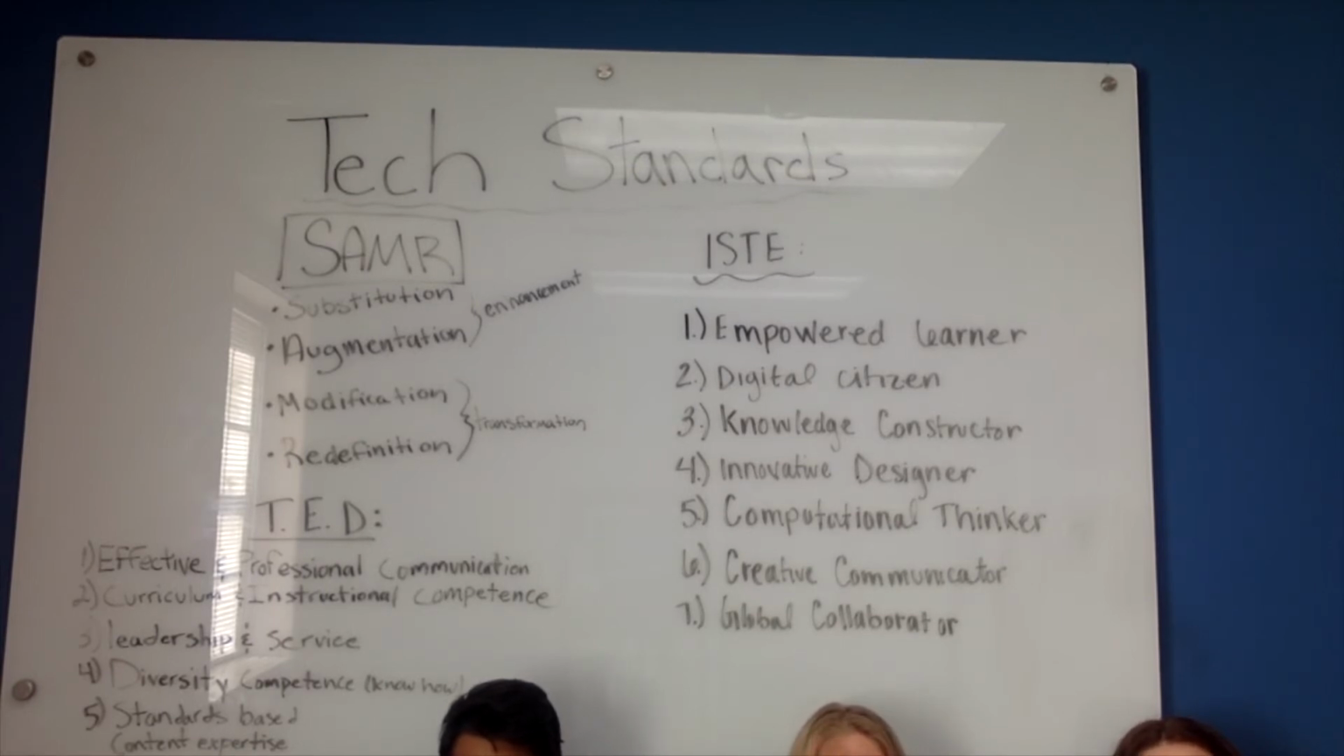So the S in the SAMR stands for substitution. Substitution basically is when technology acts as a direct tool of substitution with no functional change. Basically just meaning that technology is more of an option in that lesson. So it's like printing and submitting a hard copy of homework. And then the next one is augmentation.